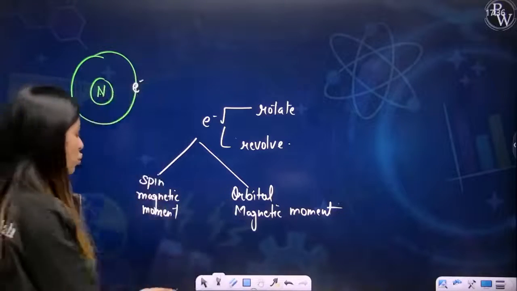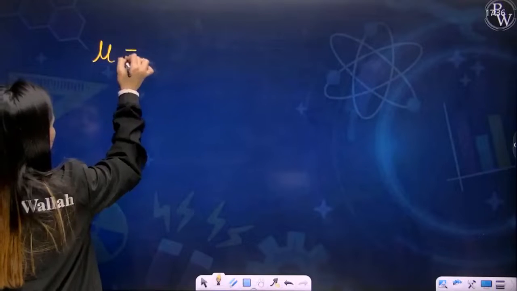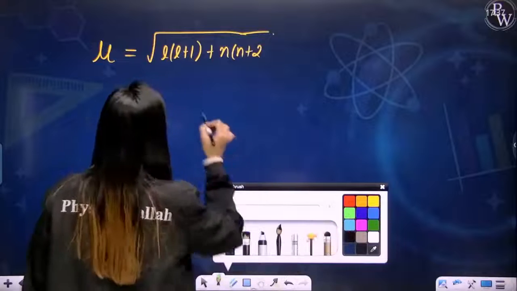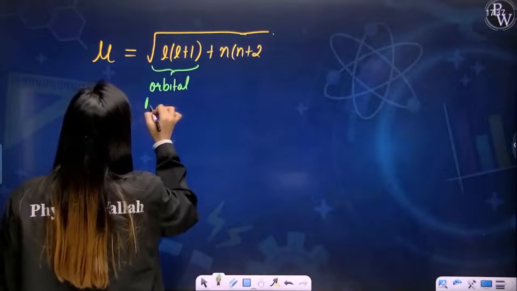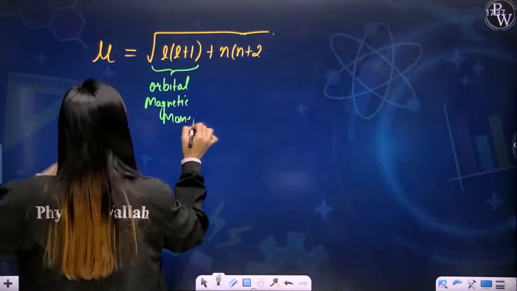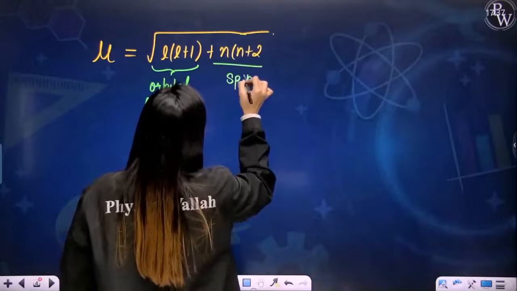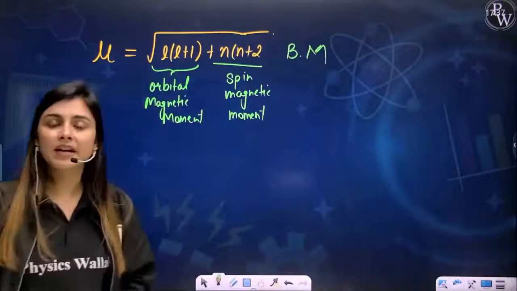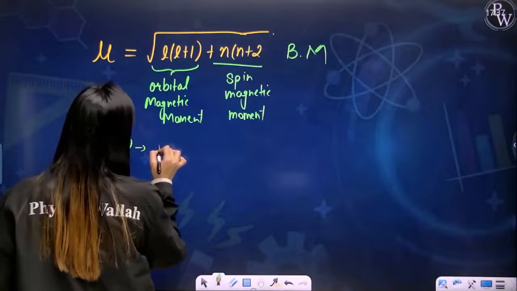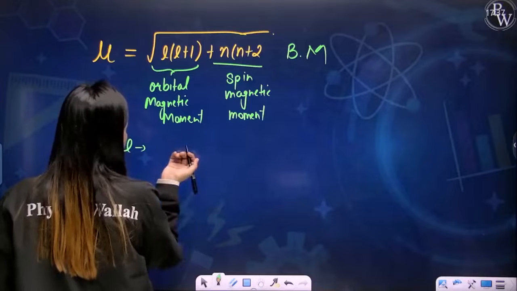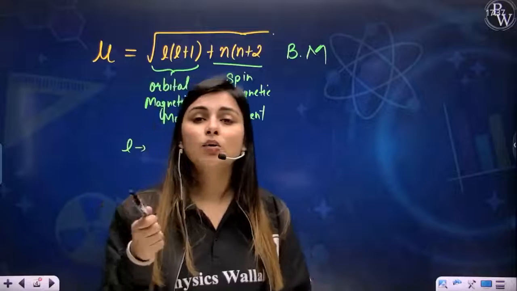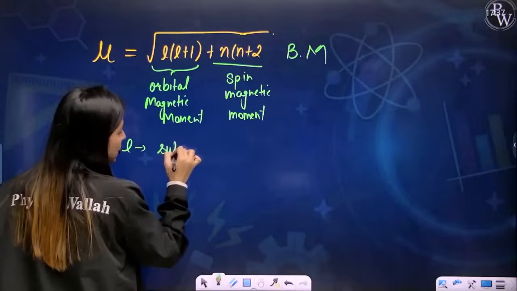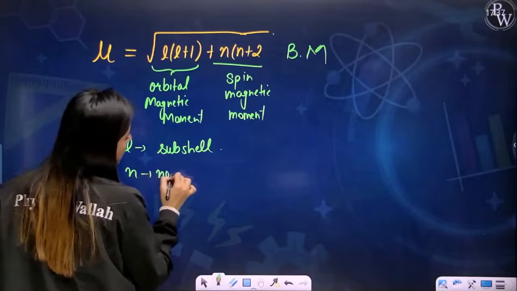So the sum of these two together gives you the dipole moment. The dipole moment is actually given by root L into L plus 1 plus N into N plus 2. What is this? Now let's try to understand. This is the orbital magnetic moment, and this is your spin magnetic moment, and it is given in BM. BM stands for Bohr magneton. Here L is the orbit number, or actually it gives you information about the subsidiary level, right? Not the orbit number, actually it gives you the subshell number. So it is your subshell, and N is the number of unpaired electrons.